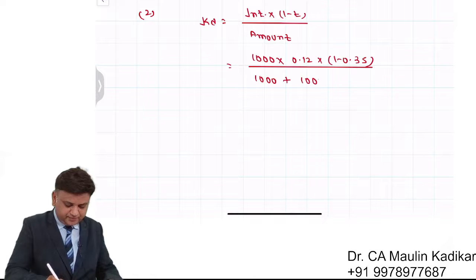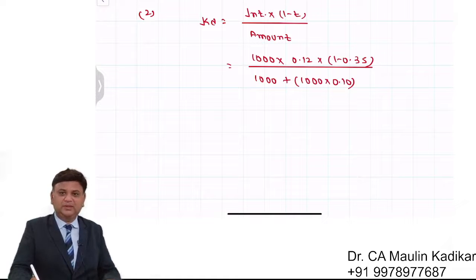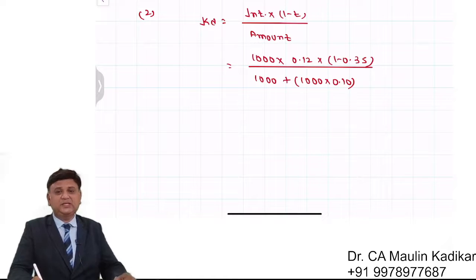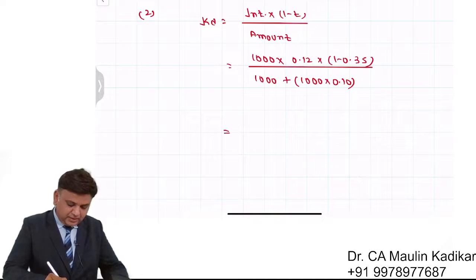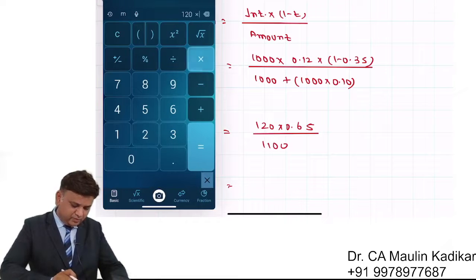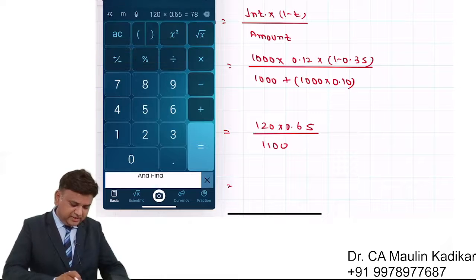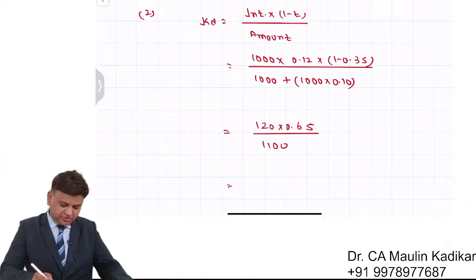1000 plus 1000 into 10%. Why? Because the security is issued at premium. Of course, we understand that anytime the issue of the security is at premium or discount, that premium or discount is calculated on face value. So it is 120 into 0.65 divided by 1100. So it is 120 into 0.65, that comes to 78 divided by 1100, that comes to 7.09 percentage. This is the way we compute the answer.